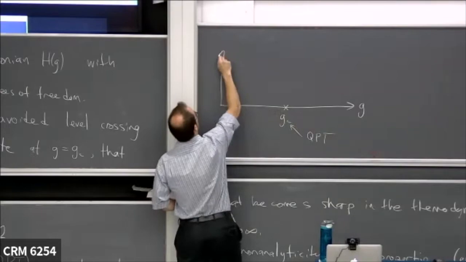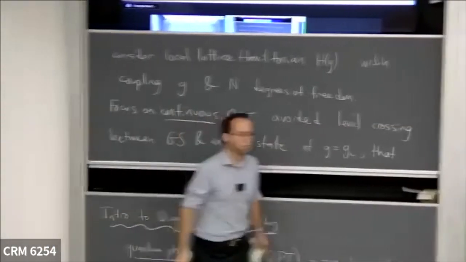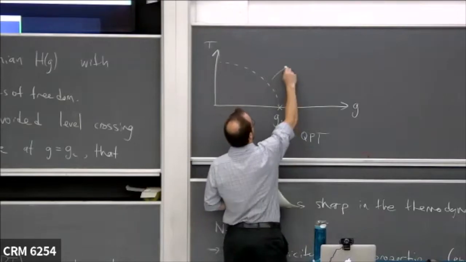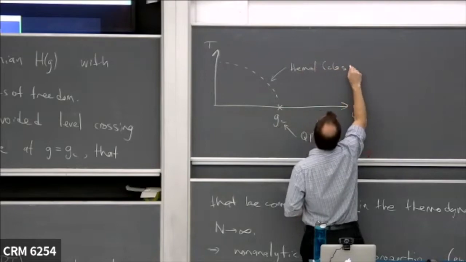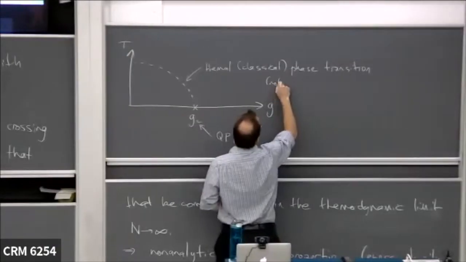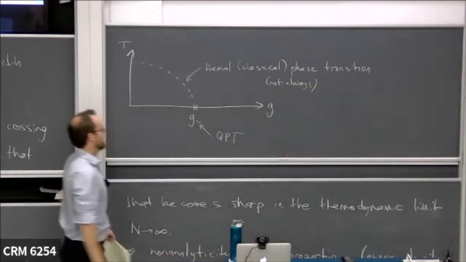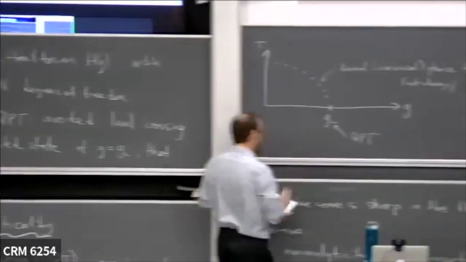And of course, experimentally, we'll always be at some finite temperature. And so what often happens is that you might have a thermal phase transition, which will be a classical phase transition. Always, because you could be, for example, below the lower critical dimension of the system. And so maybe you cannot have, let's say, order at finite temperatures, but in many cases you'll have something like this.